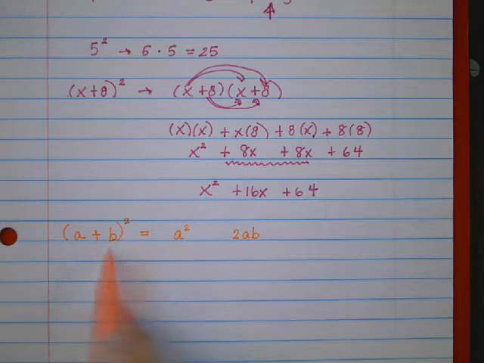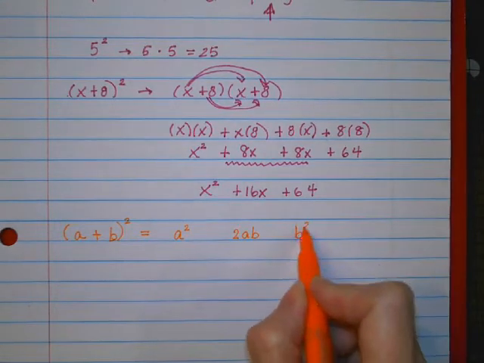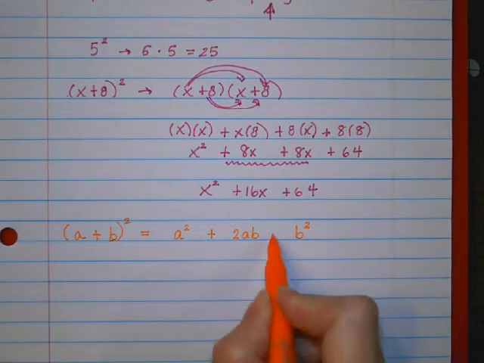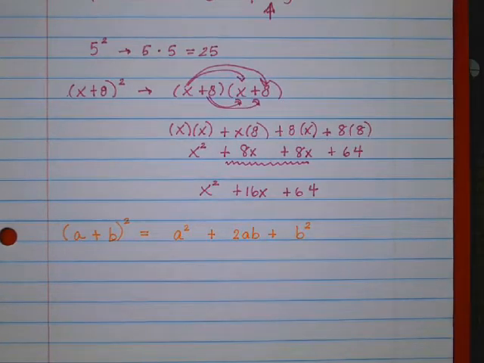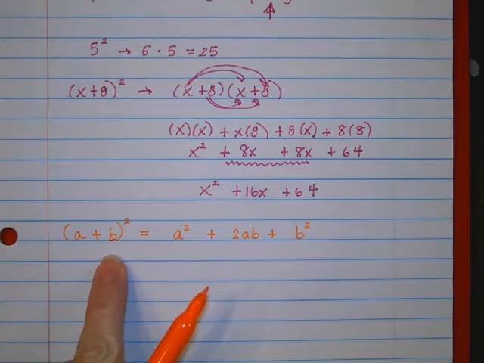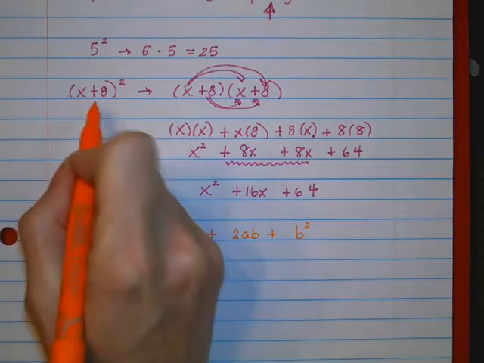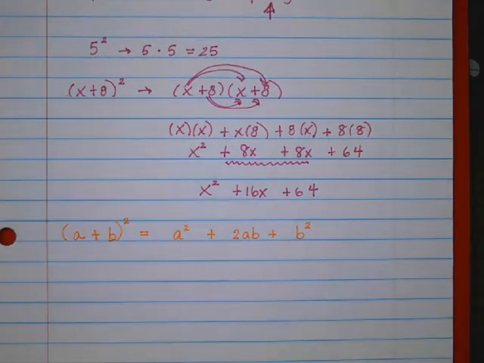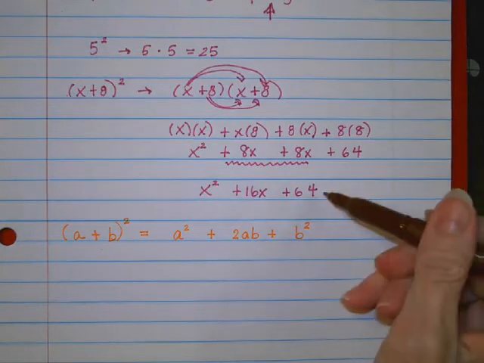Then you take your b value and you square it. And then you put your signs in. Alright, so now we're going to look at this and show how this same concept will work for this guy right here, and that will produce the same answer that we got right here.